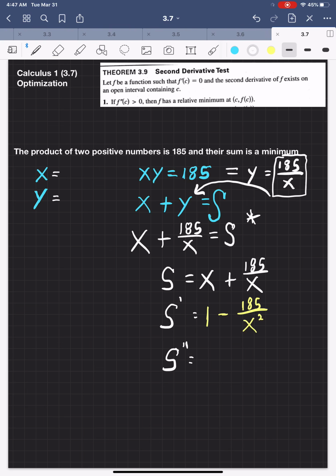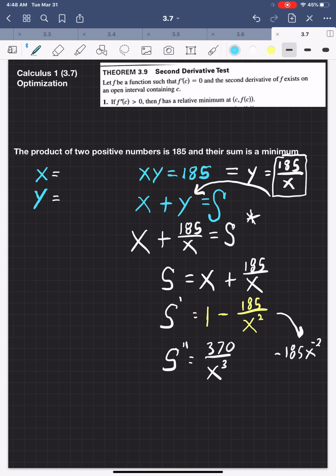All right, well, the derivative of 1 is going to zero out. And again, you would take this 185. You can rewrite that as minus 185x to the power of negative 2. That's a quick way of knocking out the derivative. And when you do, you're going to end up with a positive number, a positive 370 over x cubed.